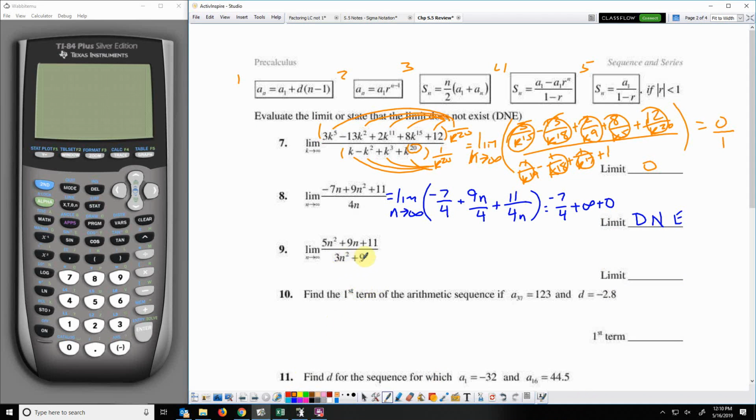So this last one has separate terms again in the denominator. The highest power in the denominator is the second power, so I'm going to multiply numerator and denominator both by 1 over n squared.